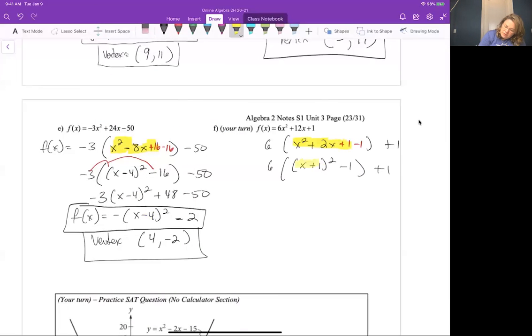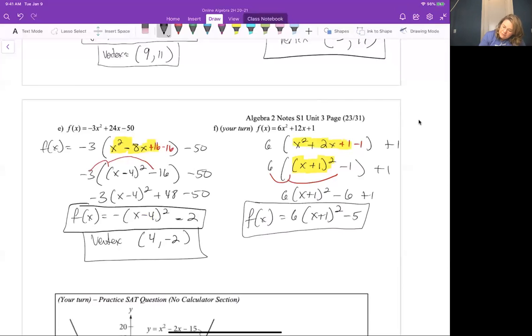This is the portion of that expression that was my perfect square. Now I have to multiply through the expression by 6. I have to go all the way through each term. So I get 6 times (x plus 1) squared minus 6 plus 1. I will then simplify. Minus 5. This is my function written in vertex form, and the coordinates of my vertex are -1, -5.